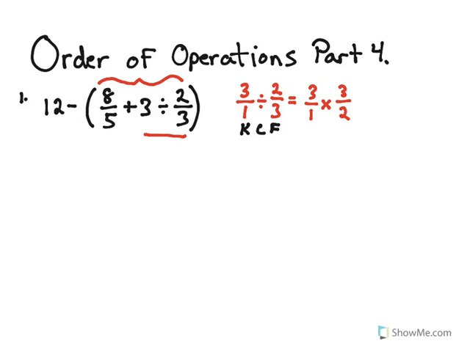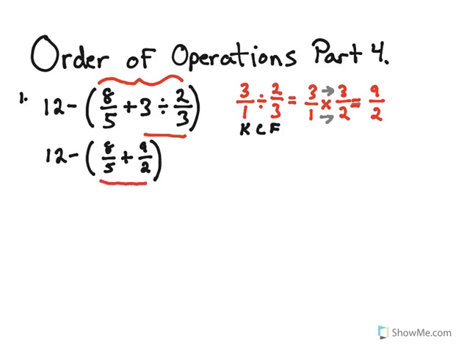Now we don't have anything that we can cross cancel, so we can just multiply straight across. 3 times 3 is 9, and 1 times 2 is 2. So we're going to simplify this to 9/2. Then we have everything inside here that we'll need to deal with as well. We want to stay inside the parentheses, so we have 8/5.